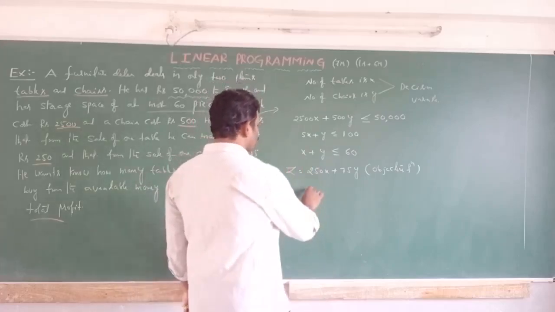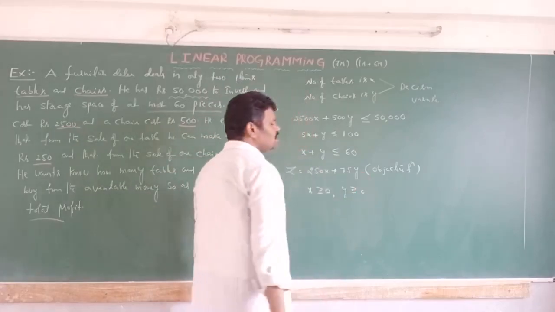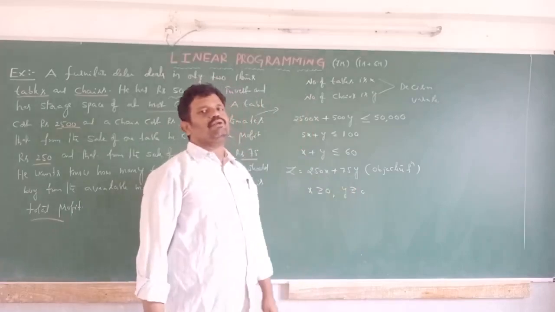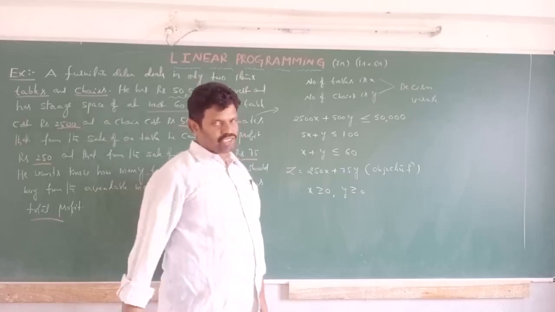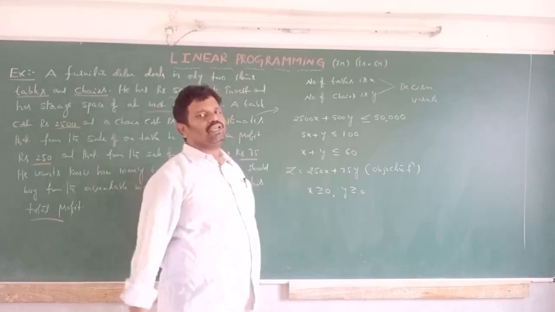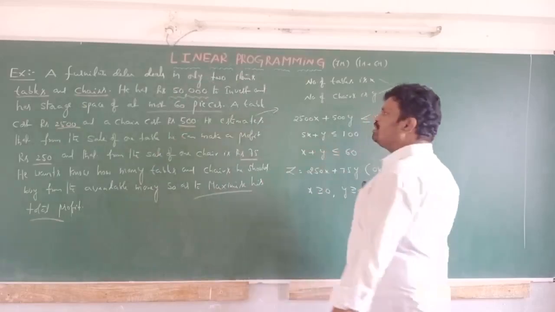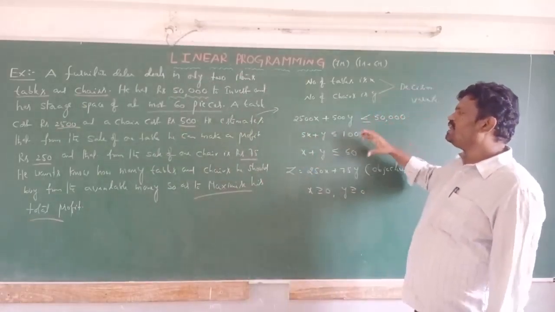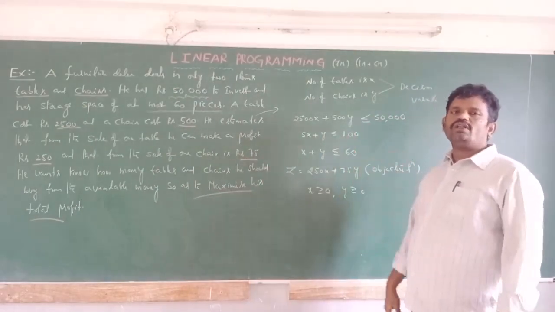And finally, x is greater than or equal to 0 and y is greater than or equal to 0. This is for the number of tables and this is for the number of chairs. The number of tables and chairs are non-negative constraints; it is a particular number or otherwise 0. Negative value is not possible. So this is the mathematical formulation of the given theoretical problem. First we convert the given data into constraints, the objective function, and then the non-negative constraints.